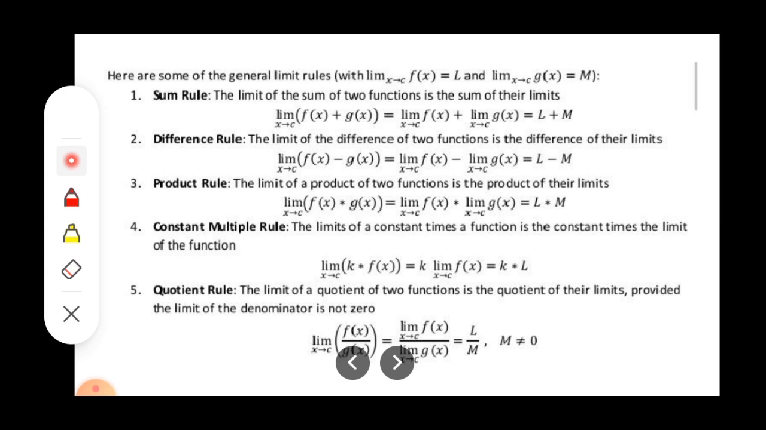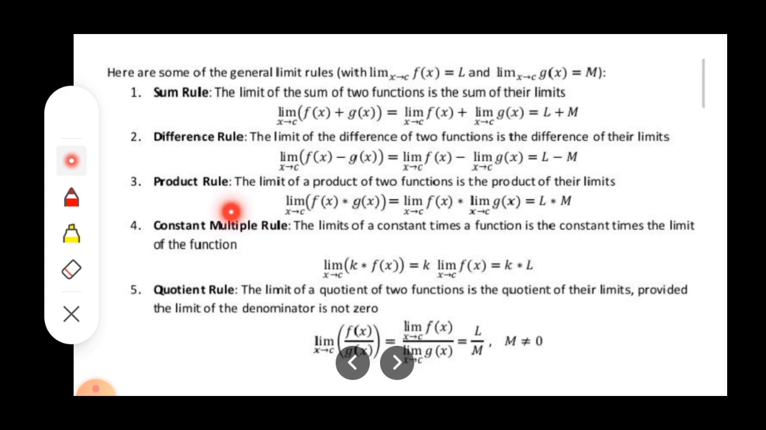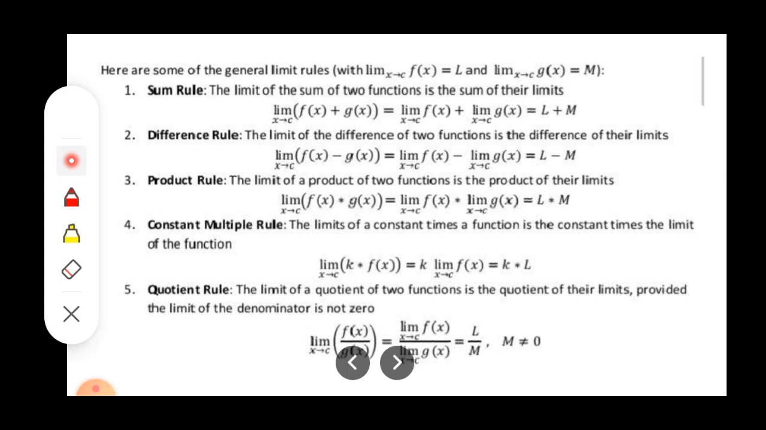Sum rule. The limit of the sum of two functions is the sum of their limits. And the difference rule. The limit of the difference of two functions is the difference of their limits. And the product rule. The limit of a product of two functions is the product of their limits.